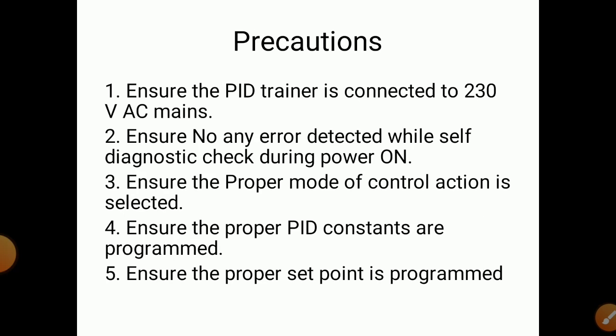Precautions are also very important while taking an experiment. The first precaution is to ensure that the PID tuner is connected to 230 volts AC main supply. Ensure no error is detected during the self diagnostic check at power on. Third, ensure the proper mode of control action is selected. Next, ensure the proper PID constants are programmed. And last, ensure the proper set point is programmed. So these are all precautions that we have to take.